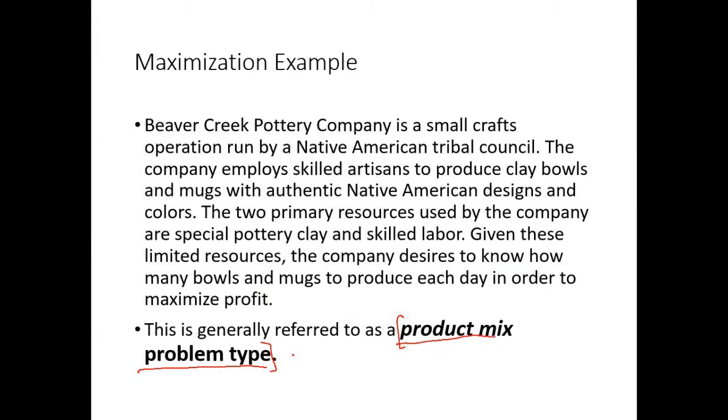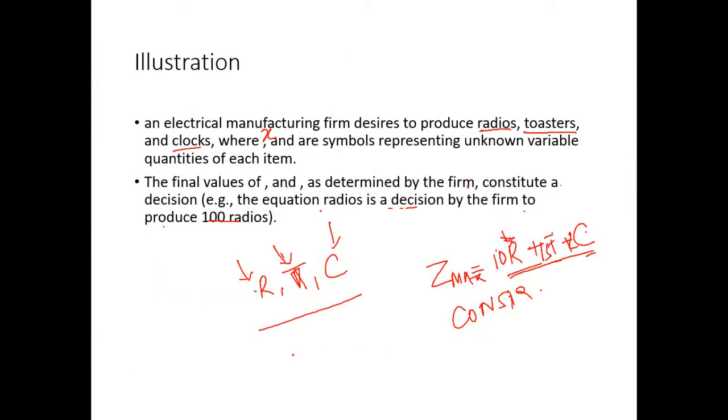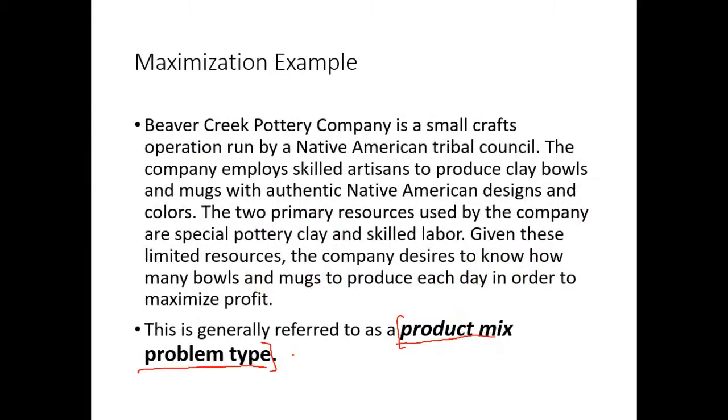If I sell 1 radio, they get 10 reals of profit. If they sell 1 toaster, they get 15 reals of profit. If they sell 1 clock, they get only 2 reals of profit. But given the constraints, which item should be produced in what quantity, so that the total profit is maximized? This type of problem is called the product mix problem type.